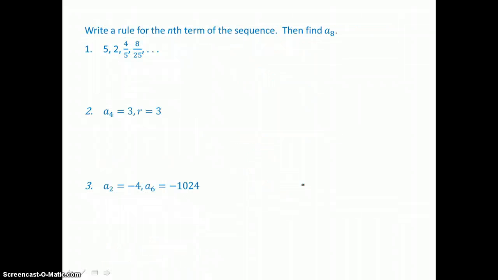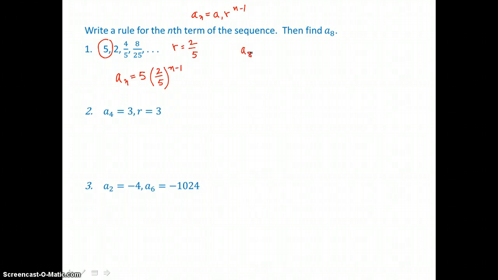Here we want to write a rule for the nth term of the sequence, then find a sub 8. The nth term, remember, looks like this. A sub n is equal to a sub 1 times r raised to the n minus 1 power. So to write the rule, we need the first term and we need the common ratio. So for this first problem, we'll divide 2 divided by 5 to get a common ratio of 2/5. So a sub n is equal to that first term, 5, times that common ratio of 2/5 raised to the n minus 1 power. Now you can see that this rule is exponential and it's not going to simplify.